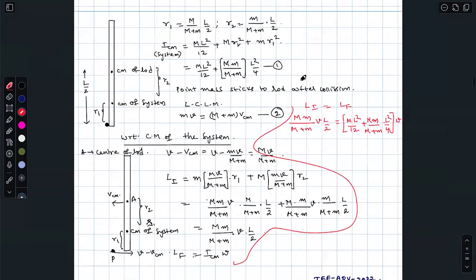Now please go through it and observe. It's a very lengthy question, I know. But this is a very fundamental question. In the previous question, there was no sticking. In the present question, it sticks. So both the cases I have demonstrated. Any doubts? Boys and girls?